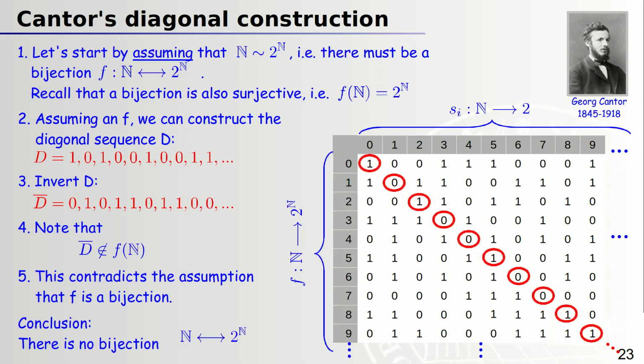What that means is that no matter which f we choose that maps n to a set of infinite sequences of zeros and ones, we can always construct a sequence it does not map to. So it can never be surjective, and therefore it cannot be bijective. There is, in other words, no bijection between n and 2 to the n, which means those two sets are not equinumerous.